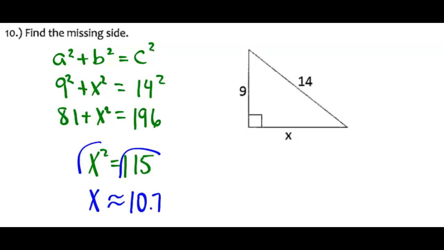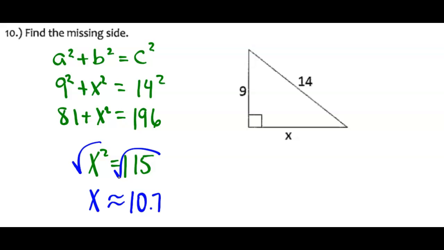Okay, hopefully you got this answer, approximately 10.7. What did I do? First, I took my numbers and I put them in the right spots. This 9 could have either been A or B, it doesn't matter. I chose to put it as A just because I went around the triangle. But our 14 has to be our c squared. So I square my 9, get 81, square my 14, get 196. Move my 81 over to get 115, and I've got x squared equals 115. So then I had to undo my square by square rooting, and the square root of 115 is approximately 10.7, and so on, but we're going to round to the nearest 10th.